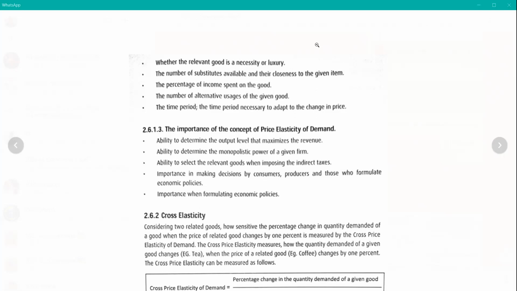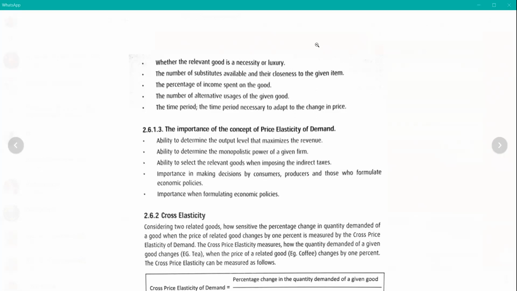Next one, time period. The time period necessary to adapt to the change in the price. Sometimes consumers want to buy the product. They search, but the good is not available. Then consumers may switch to some other substitute. Demand is said to be elastic.